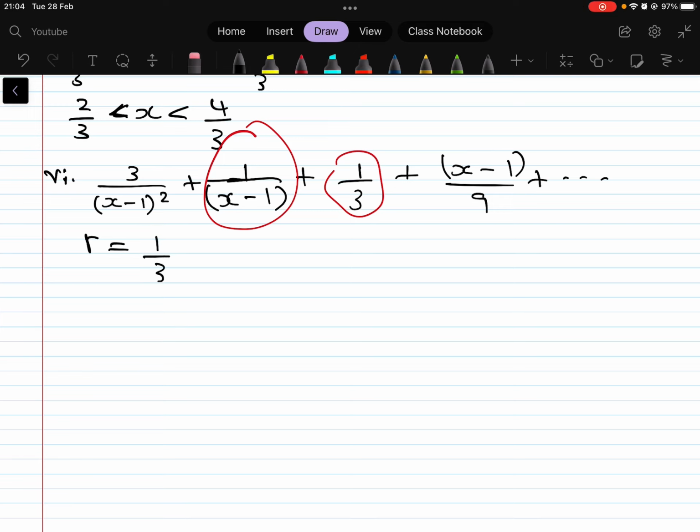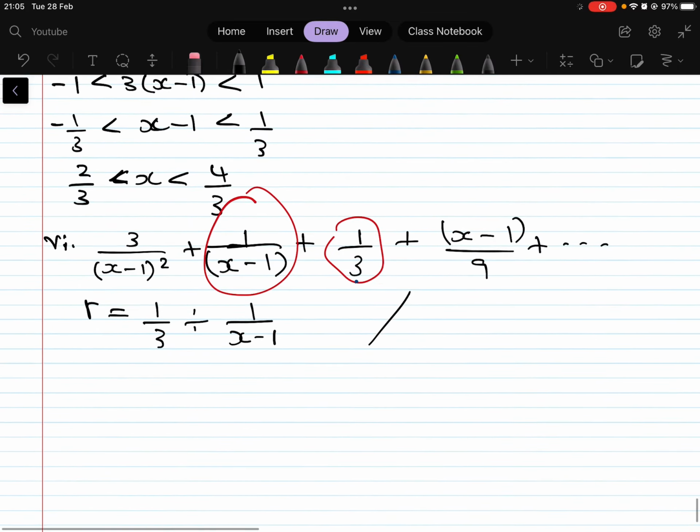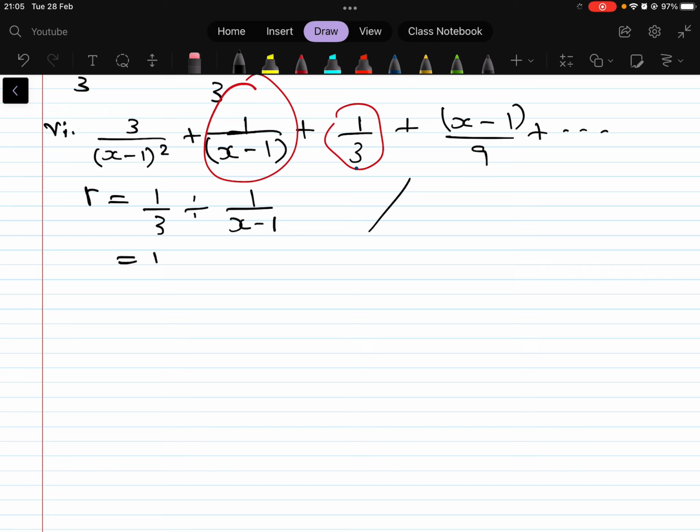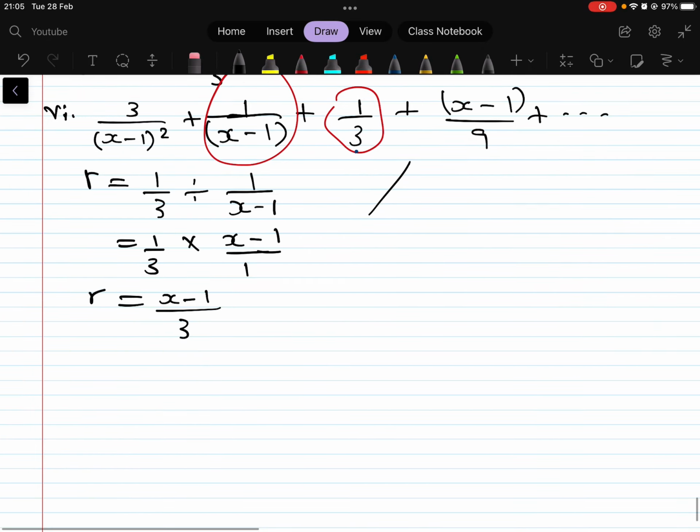Simplifying 1 over 3 divided by 1 over x minus 1 is easier than trying to simplify 1 over x minus 1 squared. Basically, I wanted to say that simplifying this divided by that is better than simplifying this divided by this. But well, it's just based on preference. Sometimes we have different ways of calculating this. So now you have x minus 1 divided by 3, that is your r.